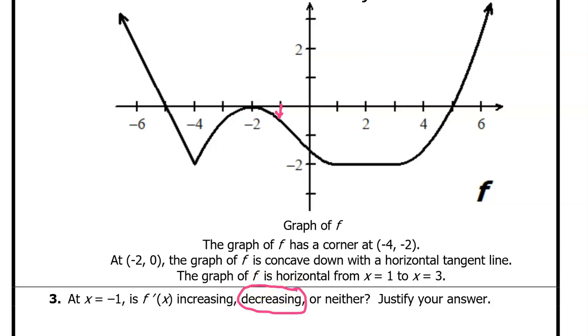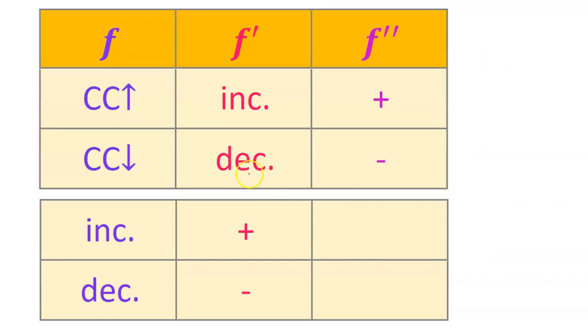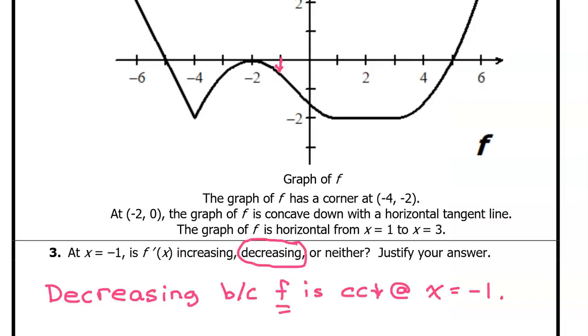So let's justify our answer. We would say decreasing because f is concave down at x equals negative 1. This is really the only justification that would be accepted. Notice how I had to base my justification on function f because that's the graph that I'm given. I didn't say anything about f prime. Also, notice that in my description, I stuck to the descriptions that are on this chart. Concave up, concave down, increasing, decreasing, positive, negative. Those are really the only things that should appear in your justification.